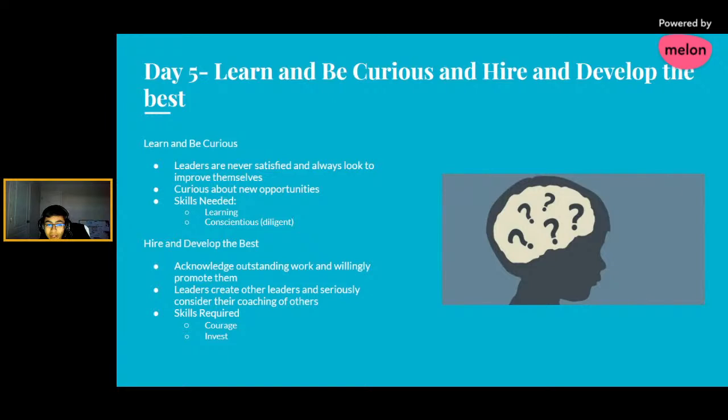Leaders also have to hire and develop the best. They acknowledge outstanding work and willingly promote these workers. Leaders also create other leaders and seriously consider the coaching of others as a considerable and important part of their job. The skills required for this are courage and investment.